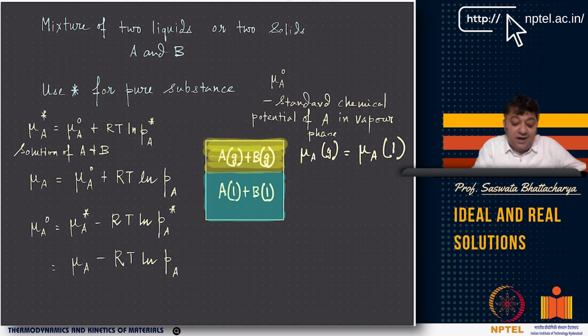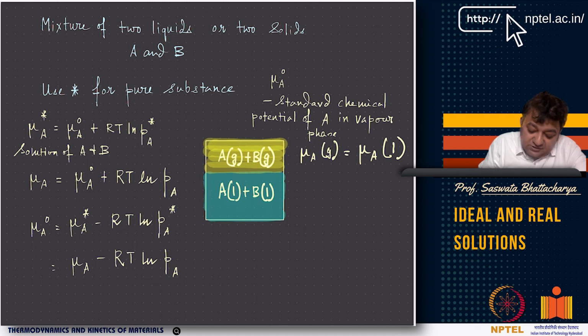So if you look at this, say for example, a mixture of two liquids or two solids like A(l) and B(l), or A(s) and B(s), we could have written. So there are two liquids A and B, and they are mixed, and for A liquid there is an A gas, and for B liquid there is a B gas. So basically there is a vapor. This is A vapor, this is B vapor, and you can use star for a pure substance. So if it had been only A, with no B, then mu A star, that is in the pure state, equals mu A 0, that is some standard state, plus RT ln PA star.